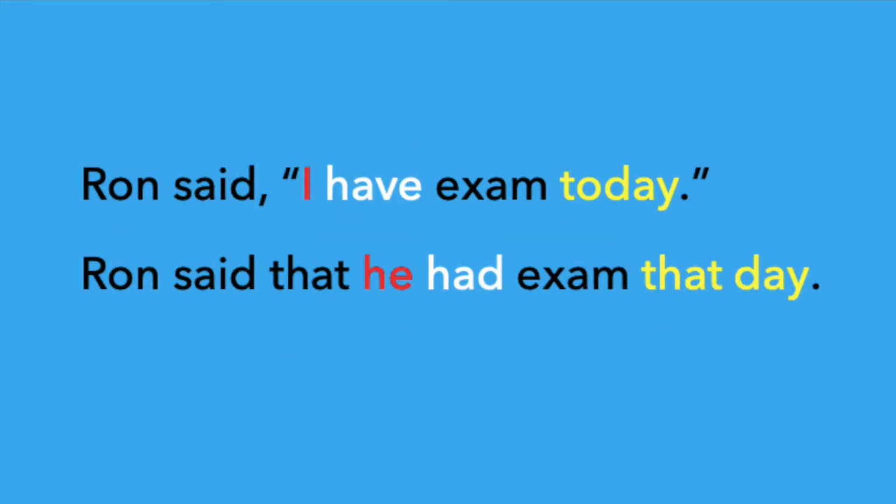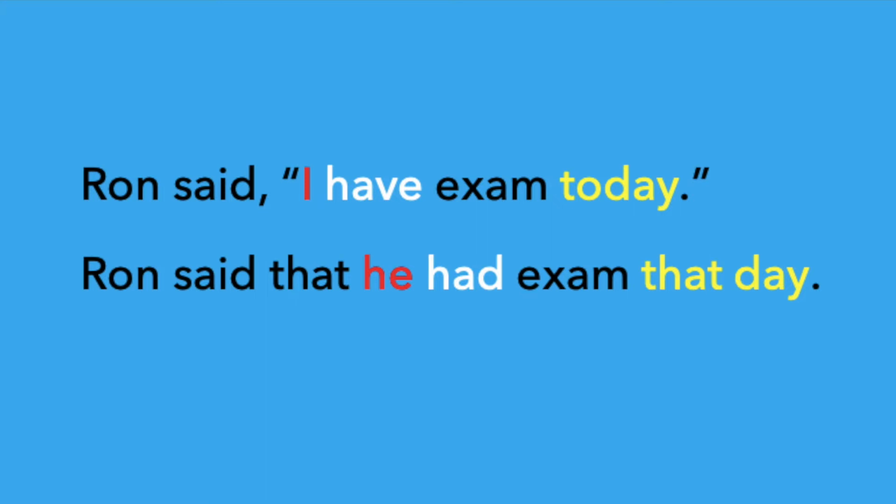See the example. Ron said, "I have exam today." The answer is, Ron said that he had exam that day. In the example, you can see the pronoun "I" changes to "he" in the reported sentence. "He" refers to Ron. This is the first step. Next, the verb has changed from "have" to "had."